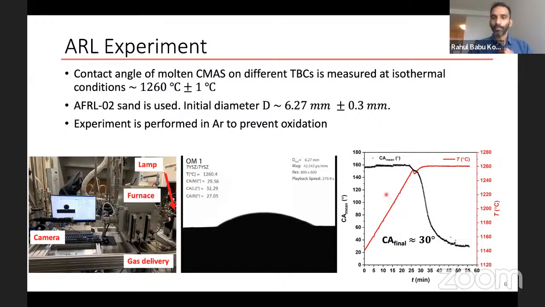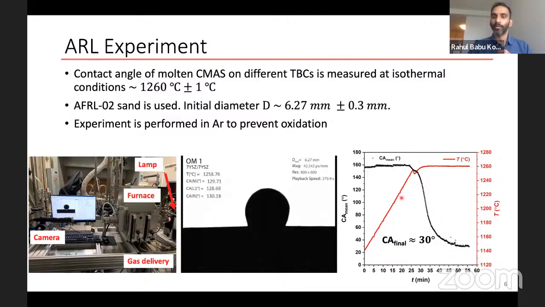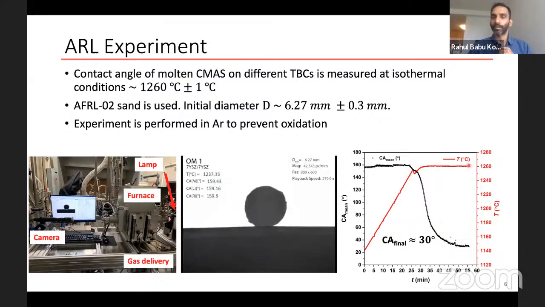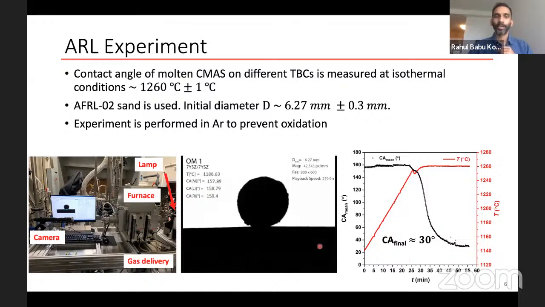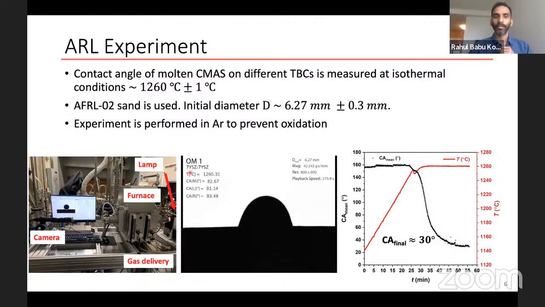So here on the right, we have the evolution plot of the contact angle in the black and the sample temperature in the red. So as you can see, the temperature is slowly ramped up to the target temperature, and then it is held constant at the target temperature, which is 1260 Celsius. By the end of the experiment, they observe a final contact angle of about 30 degrees for this particular TBC, which is 7% yttrium stabilized zirconia. So it's the zirconium oxide based TBC.